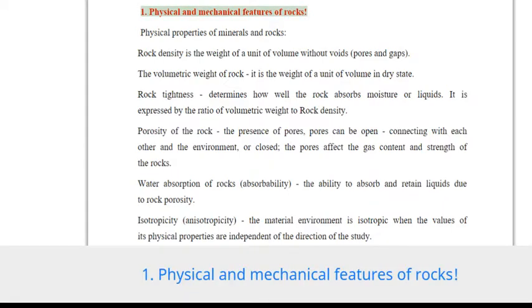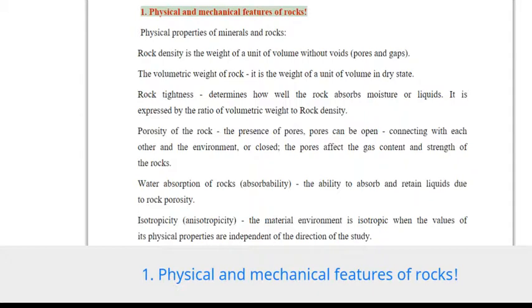1. Physical and mechanical features of rocks. Physical properties of minerals and rocks. Rock density is the weight of a unit of volume without voids, pores and gaps. The volumetric weight of rock is the weight of a unit of volume in dry state.